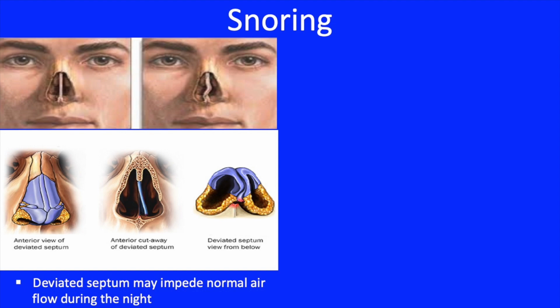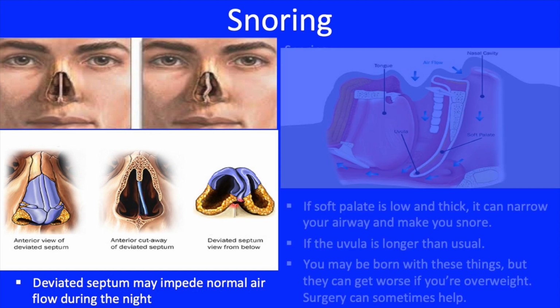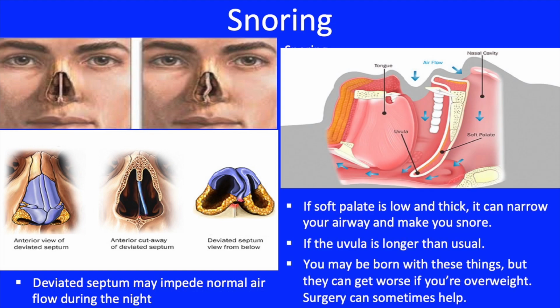As we mentioned during the nasal cavity lecture, a deviated septum may impede normal airflow during the night and lead to snoring. But the soft palate too can be the cause of snoring. If the soft palate is low and thick, it can narrow the airway and lead to snoring. If the uvula is longer than usual, it will also impede the airway. People are born this way, so snoring can be considered normal, but being overweight often exacerbates the snoring. Surgery is sometimes performed to remove the uvula, and this may help.